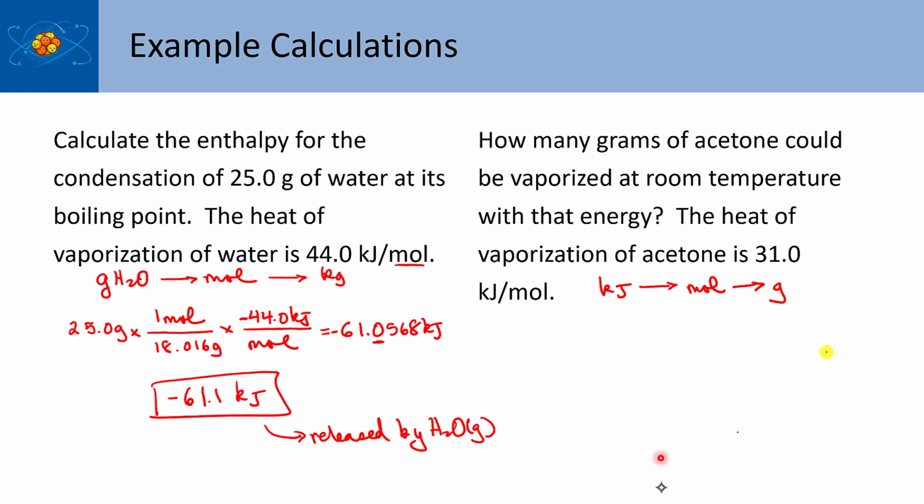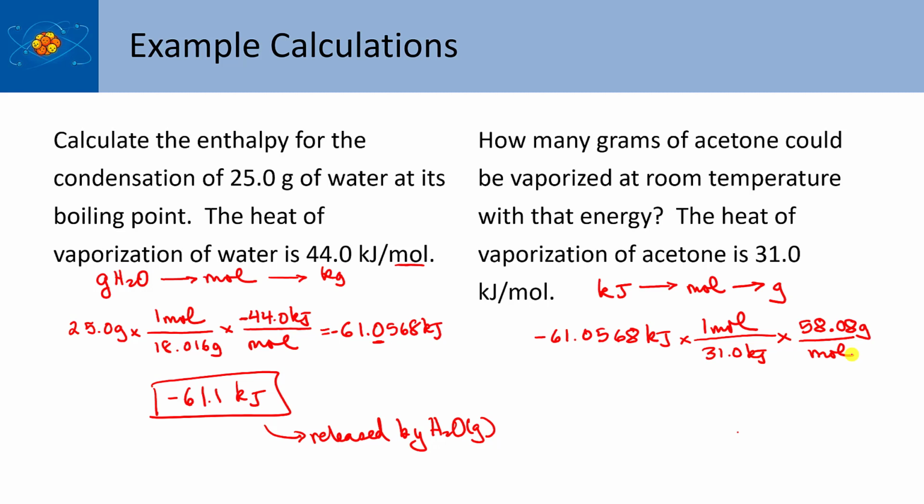Okay, so negative 61 point, and I'll use the unrounded number for the calculation, 568 kilojoules. Oops, lost my K there somehow. Kilojoules. And then it's 31.0 kilojoules per mole. And then I calculated the molar mass of acetone. It's 58.08 grams per mole.